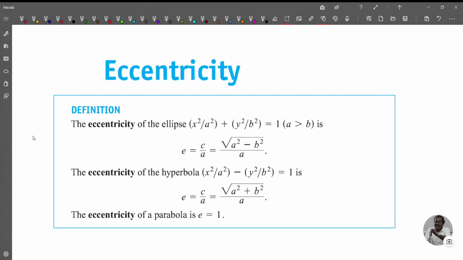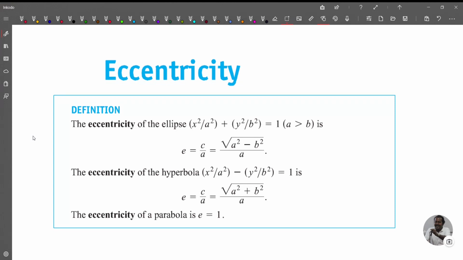The eccentricity of the ellipse x square by a square plus y square by b square equal to 1, where a is greater than b, is defined as e is equal to c by a. That c is equal to root of a square minus b square. So you will get eccentricity is root of a square minus b square divided by a.